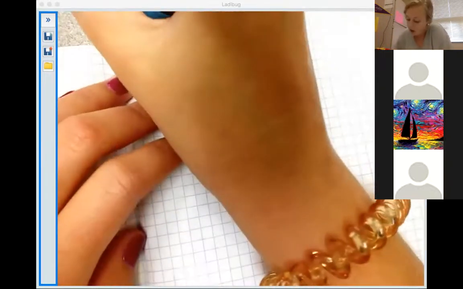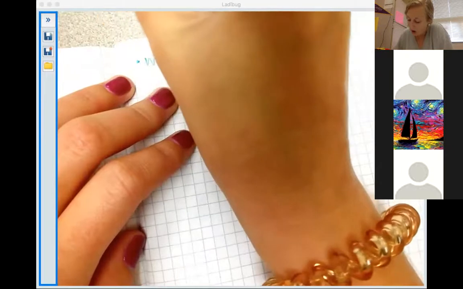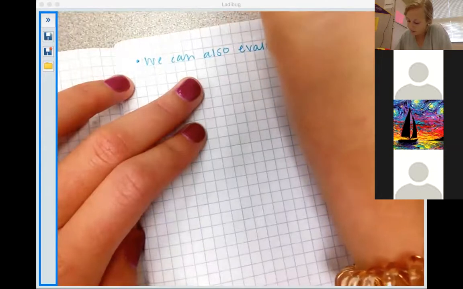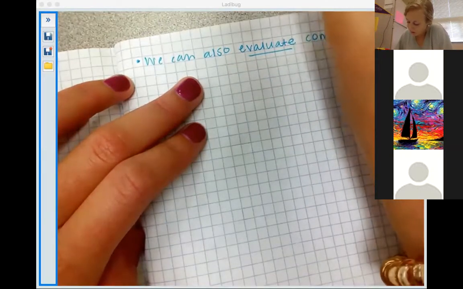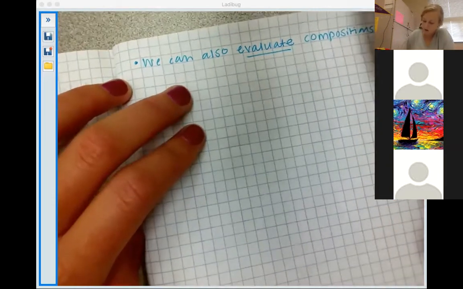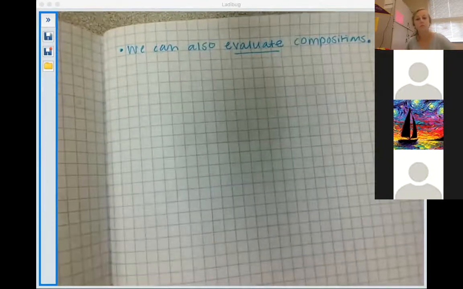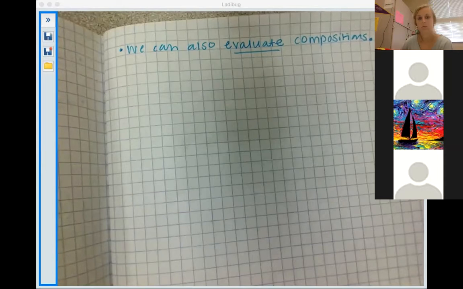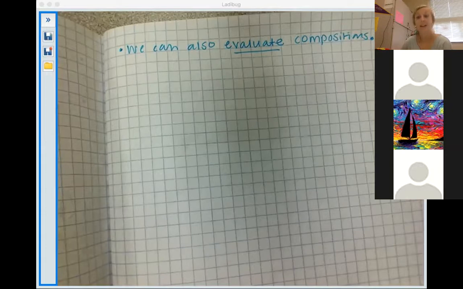All right, so the last thing we can do with compositions for today, we're going to learn more about them tomorrow, but I'm keeping it short and sweet the first day, is we can also evaluate compositions. So review for Math 1, what does evaluate mean? Kind of like simplify, yes.